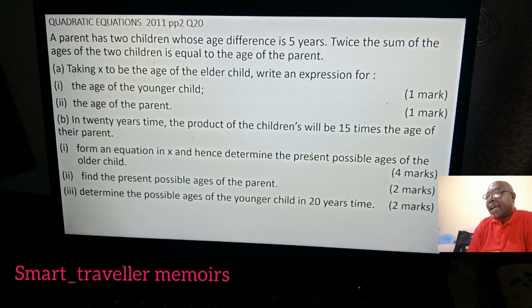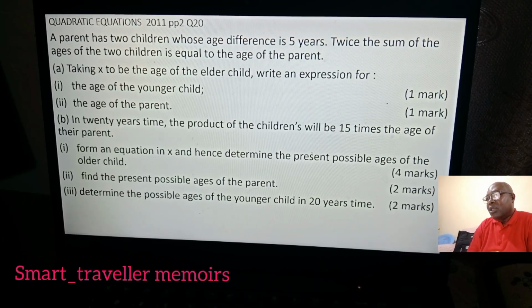A parent has two children whose age difference is 5 years. Twice the sum of the ages of the two children is equal to the age of the parent. Part A. Taking x to be the age of the elder child, write an expression for (i) the age of the younger child, (ii) the age of the parent.